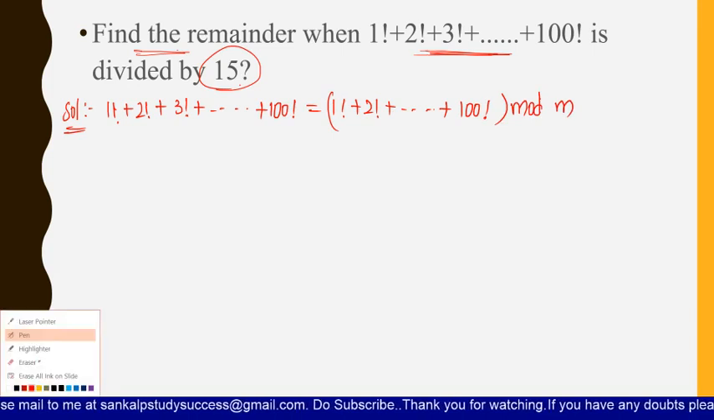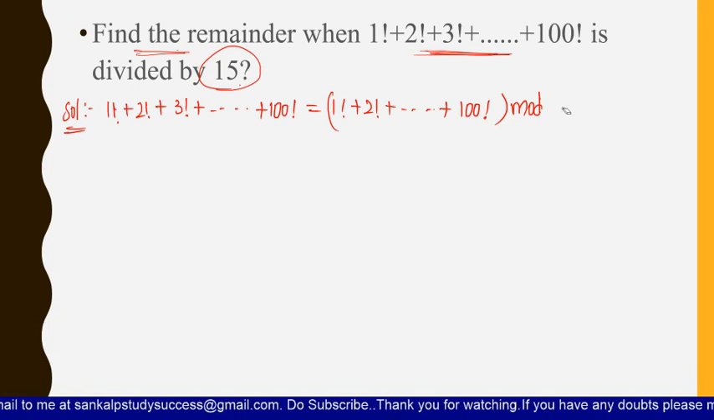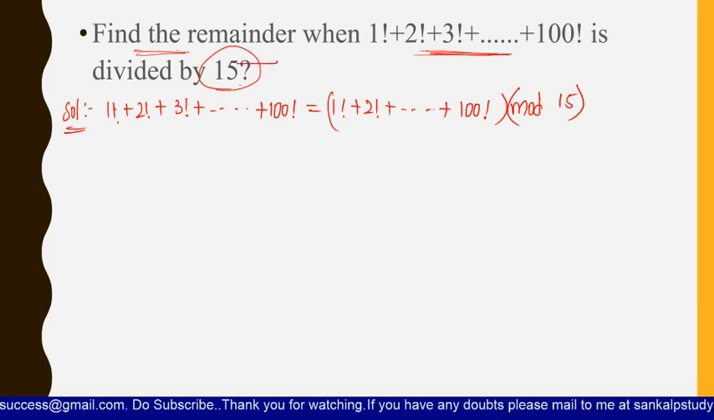Here we already know what m is. In the question itself, it is given that when this expression is divided by 15, what is the remainder? That means you have to divide by 15, right? That means m is nothing but 15. This is the value of m. So now this expression mod m, that is mod 15.